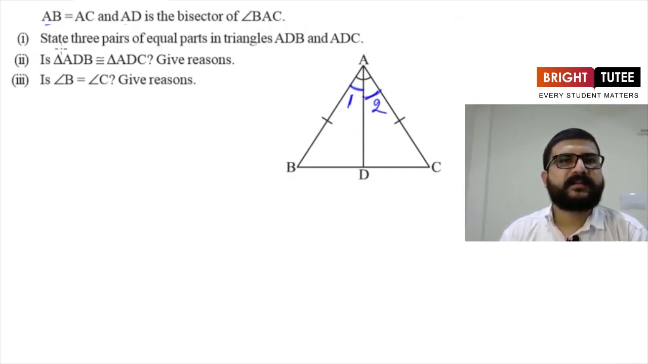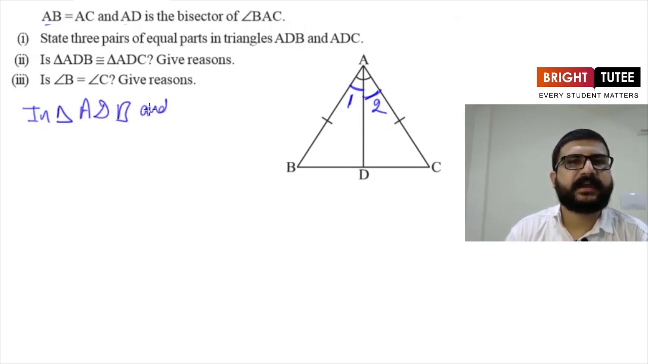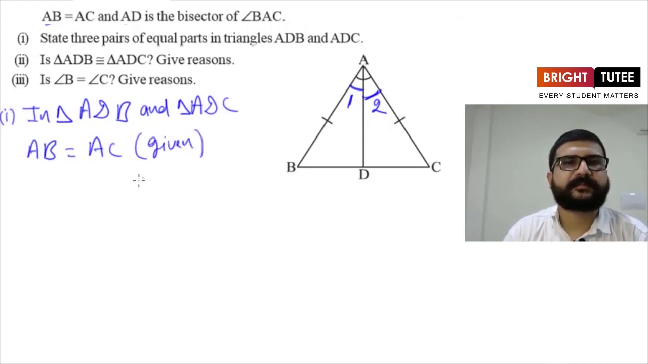Now what we have to tell? First of all, we have to state three pairs of equal parts in triangles ADB and triangle ADC. So now we can write it here in triangle ADB and triangle ADC. What is given? AB is equal to AC. We can write it here. AB is equal to AC. It is given in the question only.